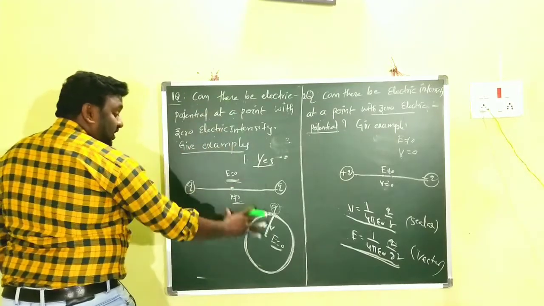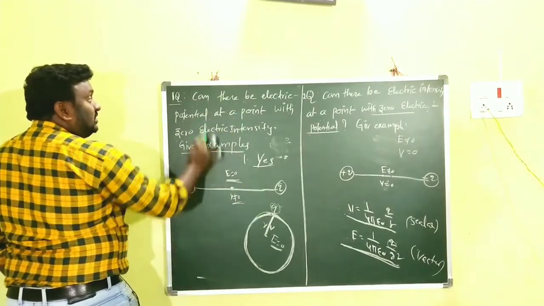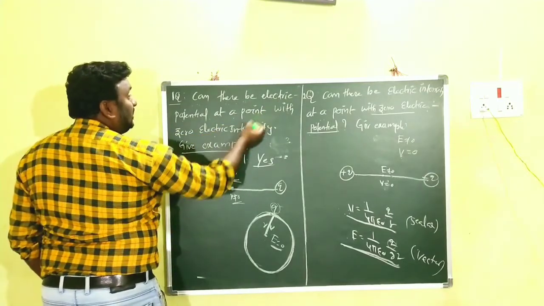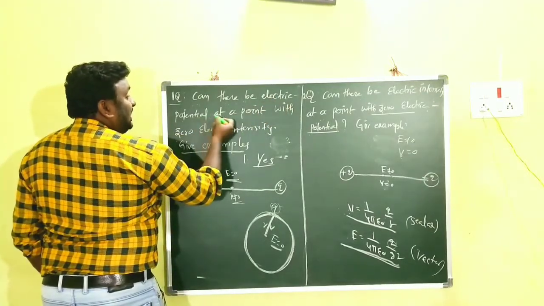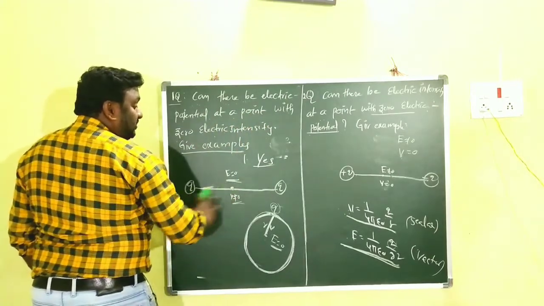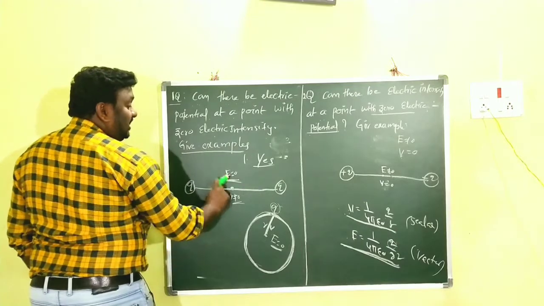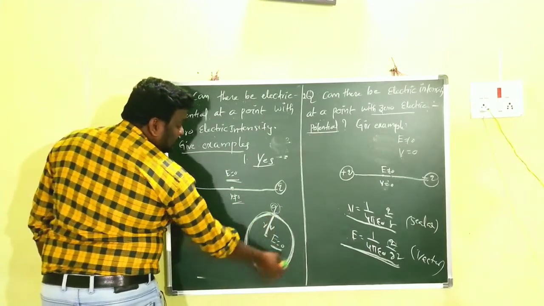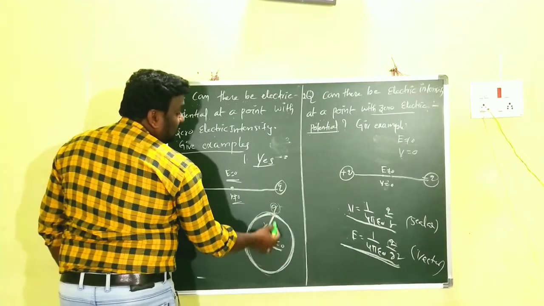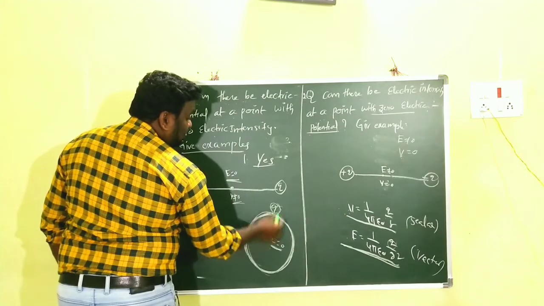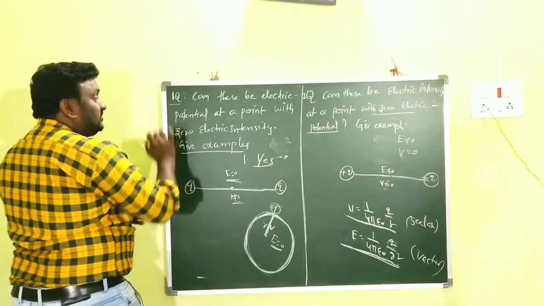So that's why you have to write the answer like that. Can there be electric potential at a point with zero electric intensity? Yes. At the midpoint of two similar charges, electric field is zero but potential is not zero. And in the case of a charged sphere, inside the sphere electric field is zero but the charge is on the sphere, that's why there is some potential. Now this is one type of question.